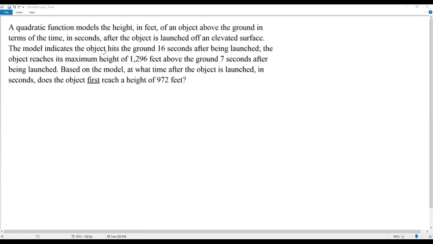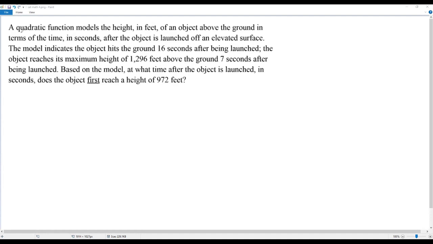The model indicates the object is on the ground 16 seconds after being launched. The object reaches its maximum height of 1296 feet above the ground 7 seconds after being launched. Based on the model, at what time after the object is launched, in seconds, does the object first reach a height of 972 feet? Okay, let's consider the given information one by one.